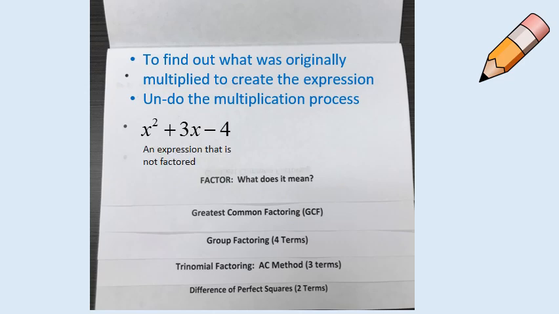This is an expression that is not factored. Let's also add in there x plus 4 times x minus 1. This is written as a product of factors. The left one is not factored, the right one is factored. You do not have to jot this down, but you've taken binomials and multiplied them to get a product. So what's going to be new is taking that expression and finding its factors.